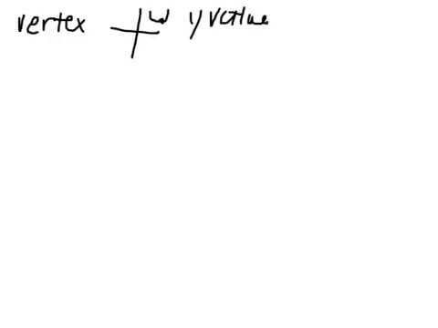If the parabola opened downward, then the y value of the vertex would be the maximum. So what we have to do here is find the vertex and then find the y value of the vertex, and that's going to be our maximum or minimum. So let's look at some of these.